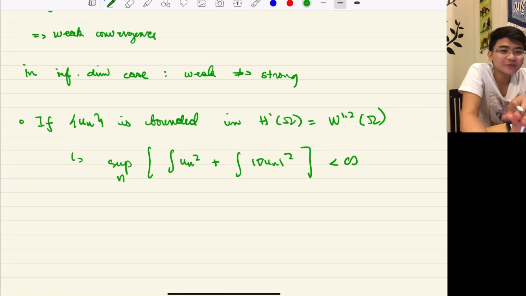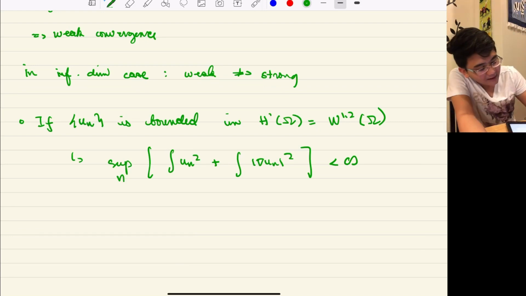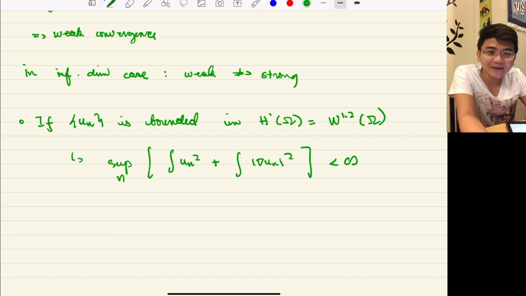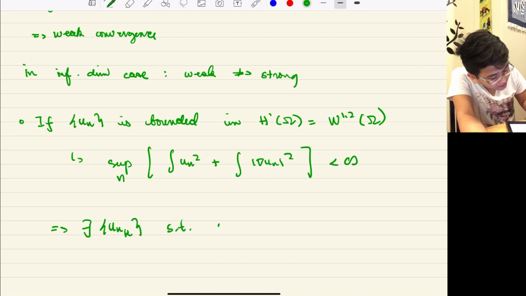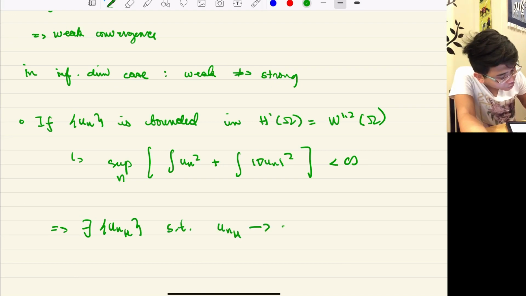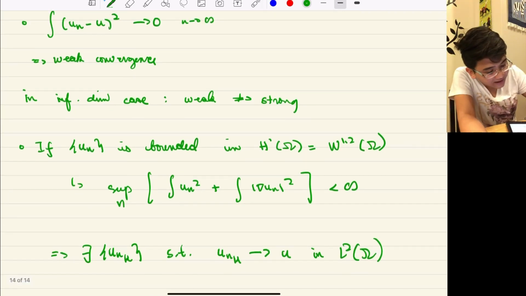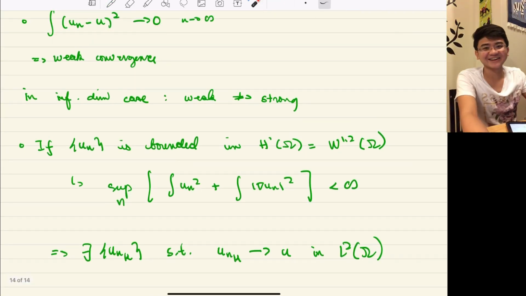If you have this, you not only have weak convergence in L2, in fact in H1, by the Sobolev embedding, you actually have that there exists a subsequence u_nk such that u_nk converges to u strongly in L2. So you get this convergence here.